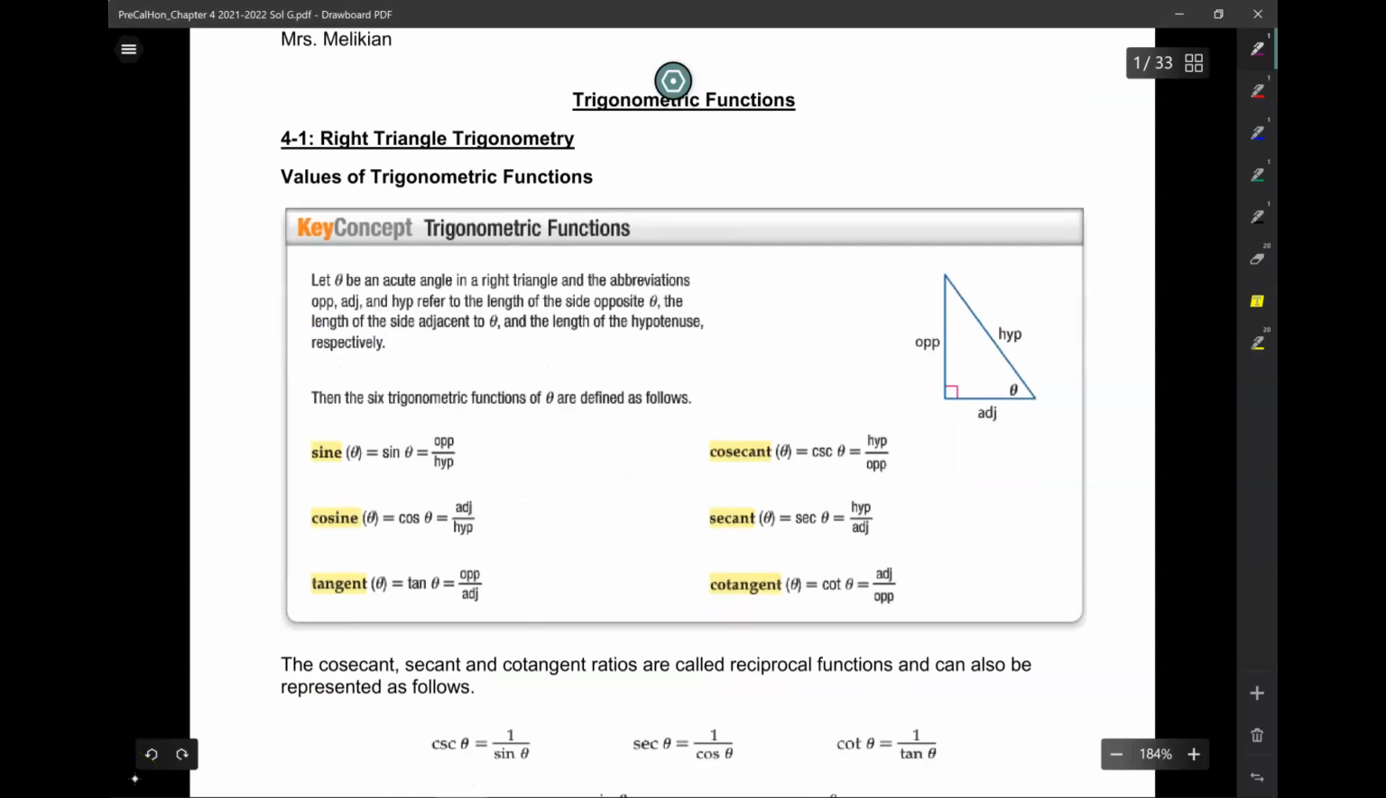Right, so let's talk about trigonometric functions. Take a look at this triangle to the right of the page here. This is a right triangle, we know this. And just a quick overview.